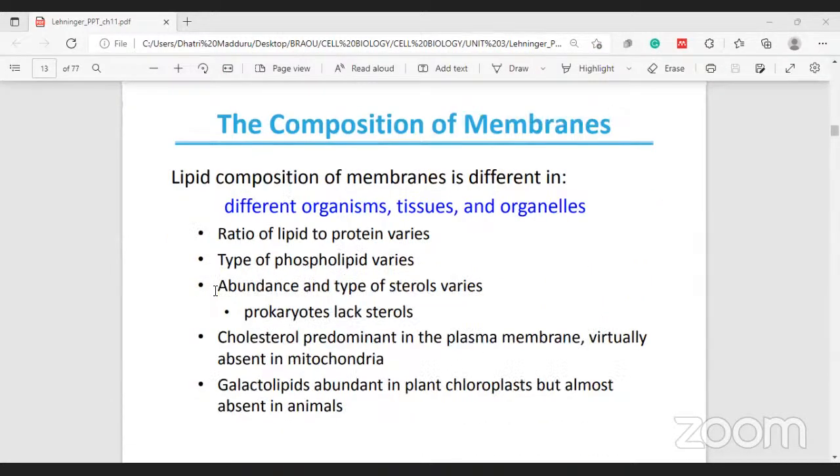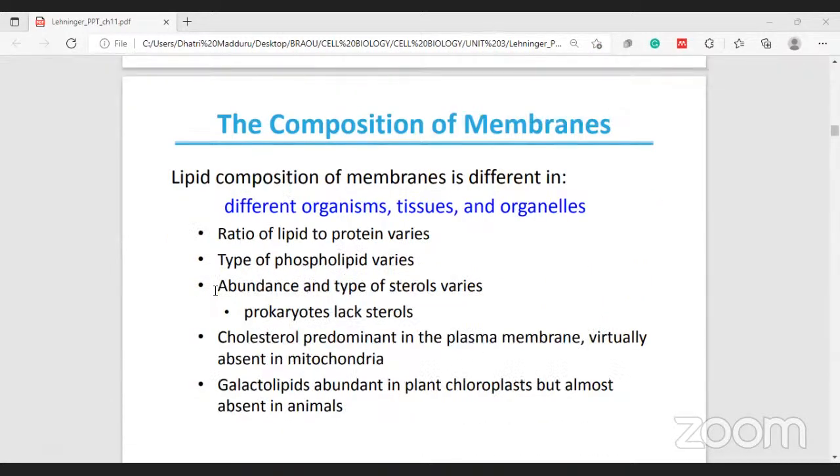Okay. So the composition of membranes. The lipid composition of membranes is different in different organisms. That means not all organisms or all tissues or all organelles will have the same type of lipids. In eukaryotes, we have phospholipids, that means the lipid molecules having the phosphate moiety. And the ratio of lipid to protein also varies.